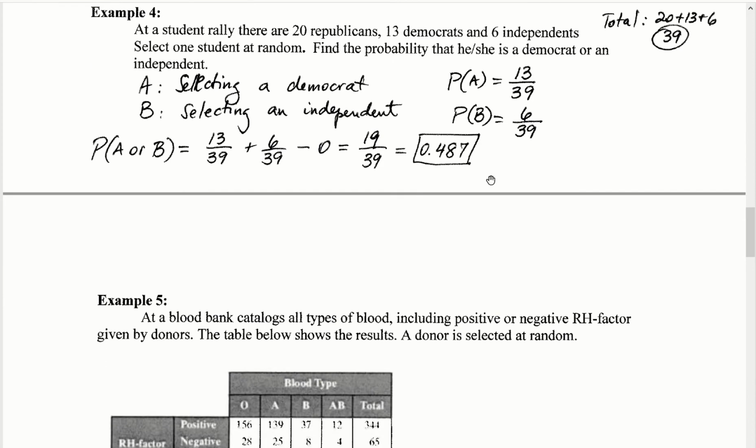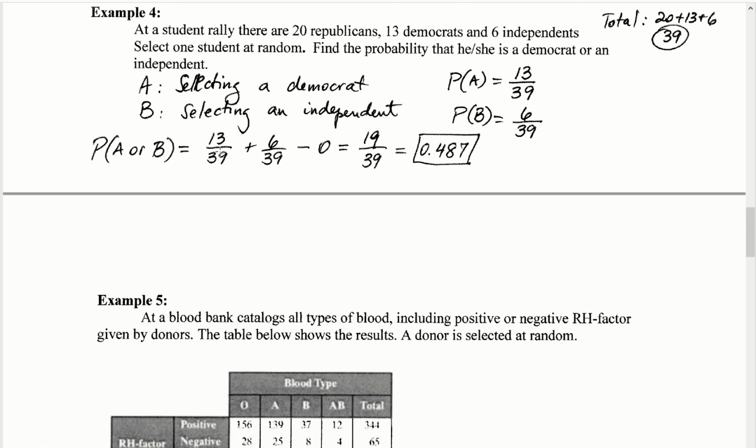Let's take a look at example 4. Suppose that at a student rally we have 20 Republicans, 13 Democrats, and 6 independents. We're going to select one student at random. Let's find the probability that the student selected is a Democrat or an independent. Again, it's an or probability, so we're going to use our addition rule.